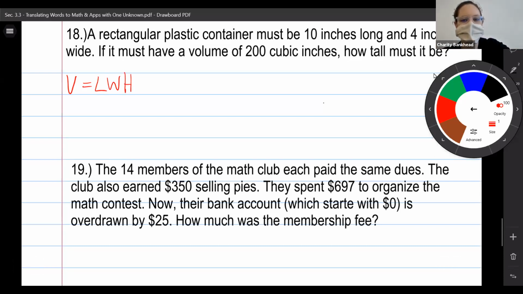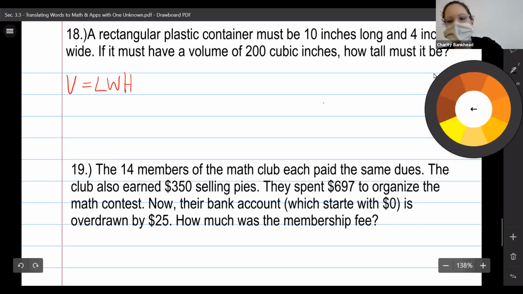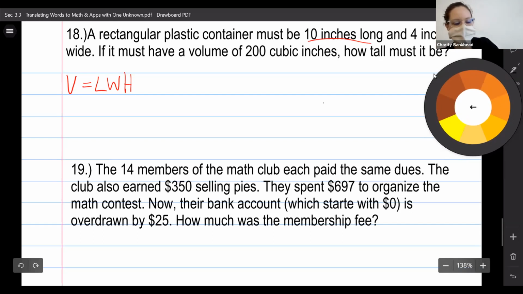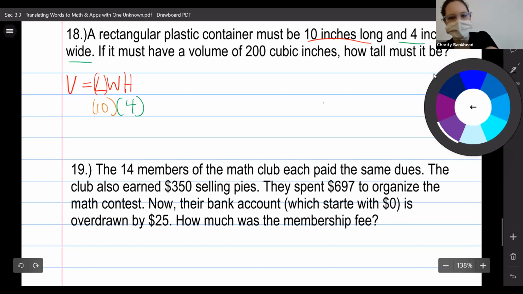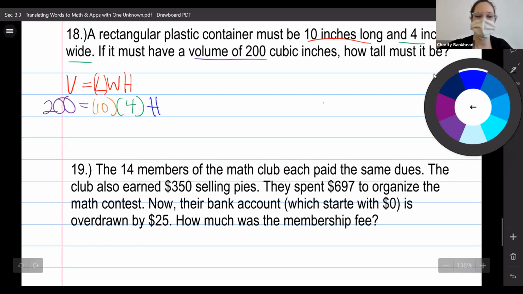All right, so they're telling us that it is 10 inches long. So put 10 for the length. And 4 inches wide. I'll put 4 inches for the width. And then it says the volume is 200. And we want to calculate the height. So 200 equals 10 times 4 times h.